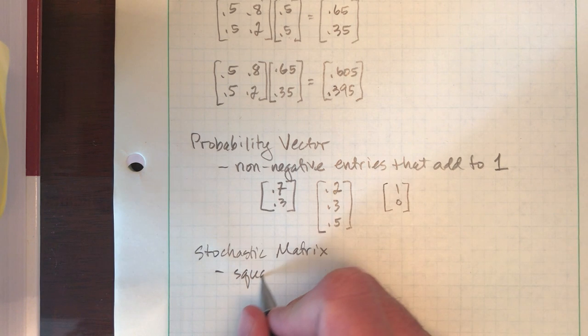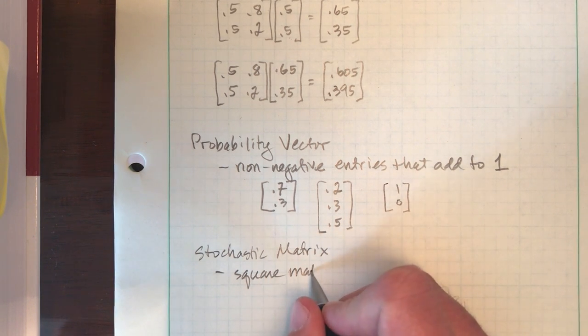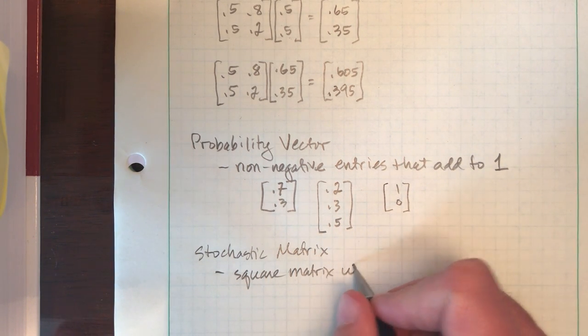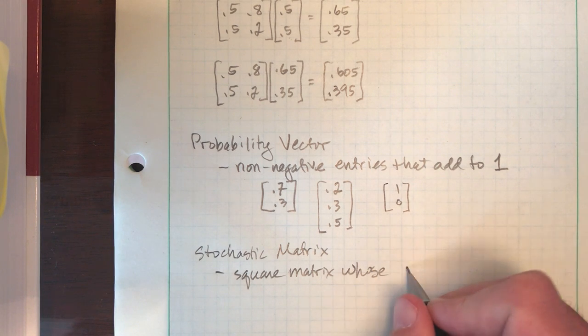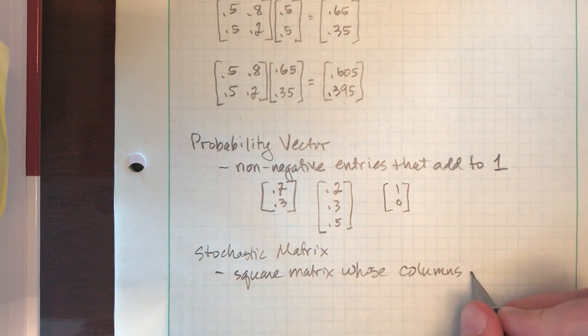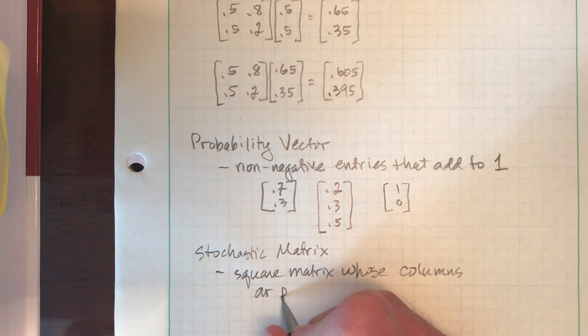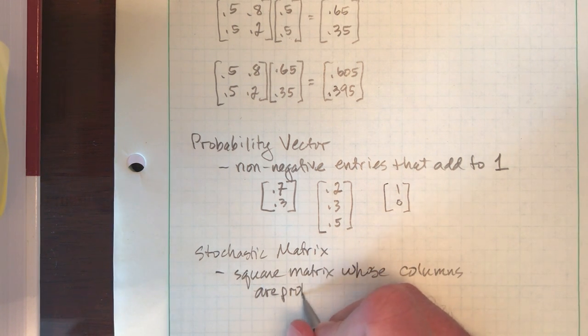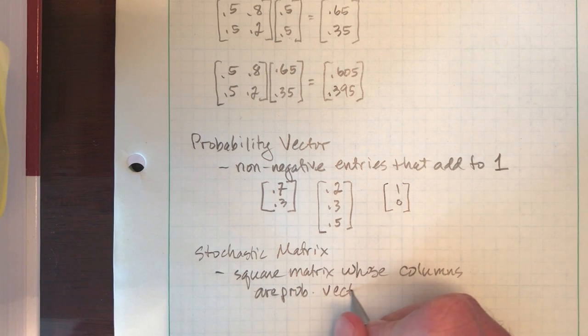A stochastic matrix is a square matrix whose columns are probability vectors.